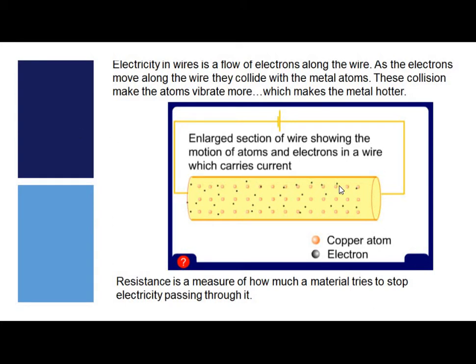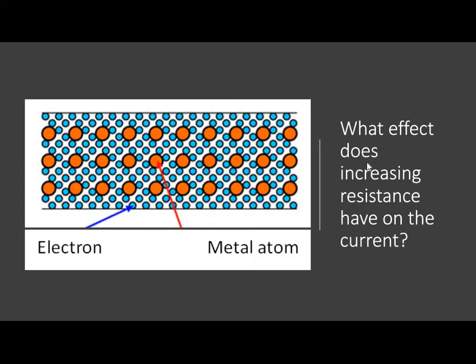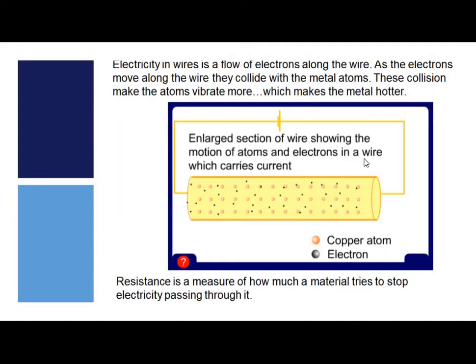So here's a section of wire. We've got our copper atoms and we've got our little black electrons. Remember, they are delocalized because they are in a metal and they are free to move around. But because the atoms are starting to vibrate more, the electrons are struggling to move through them and they collide more. So resistance is a measure of how much a material tries to stop electricity passing through it. Just go back to that for a moment for you.